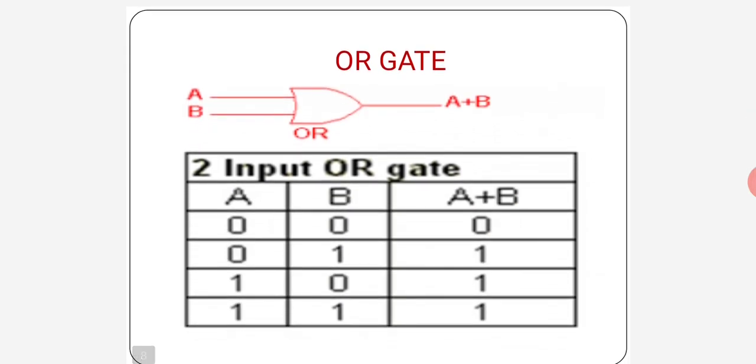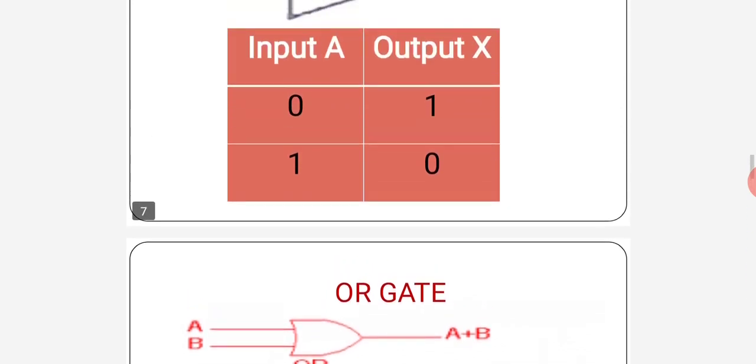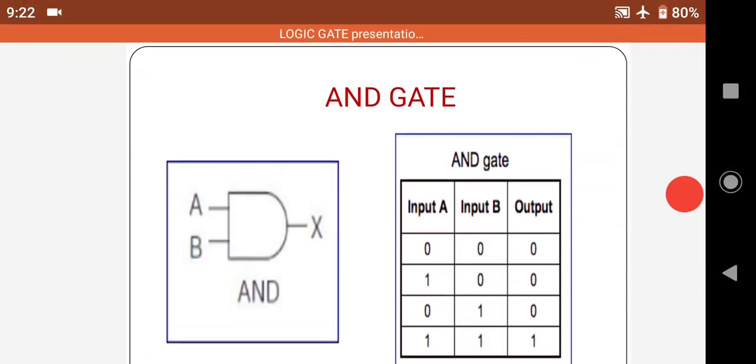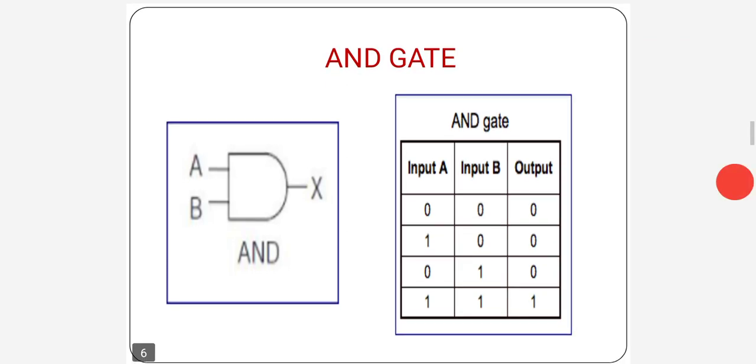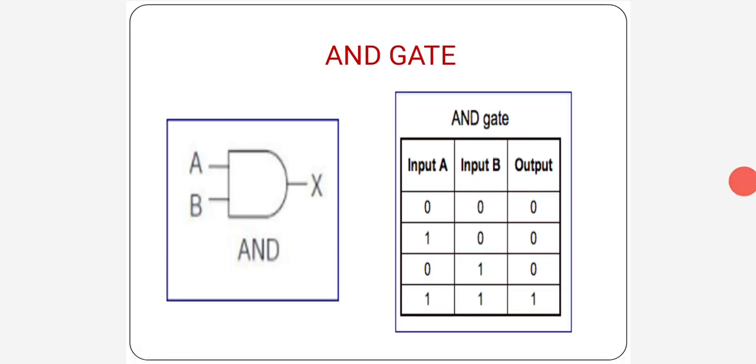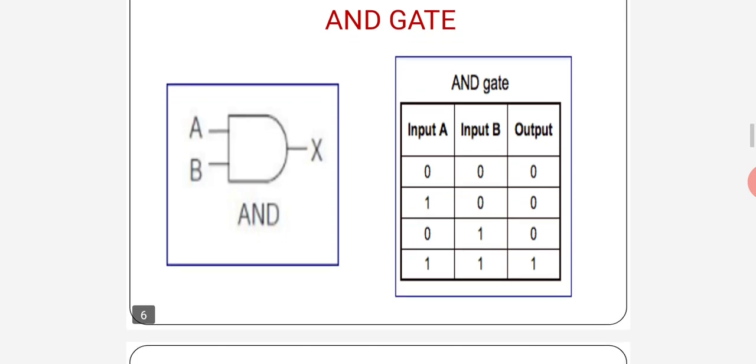Now let's look at the OR gate. First of all, you look at the logic diagram. This is the logic diagram. And remember in AND gates, the Boolean expression can be written as maybe A equal to A dot B, or C equal to A dot B, or anything equal to A dot B.